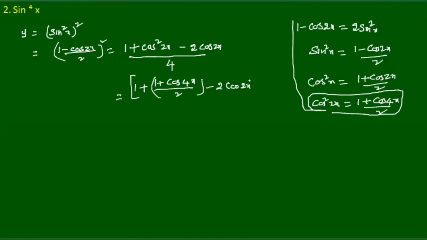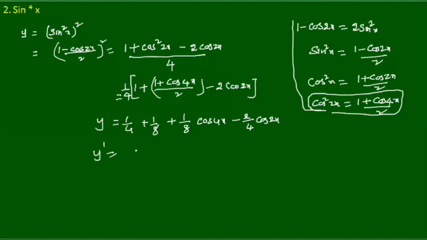So I can write it as 1 by 4 now. Now clear it. 1 by 4 into 1. 1 by 4 into 1 by 2 is 1 by 8 into 1 plus cos 4x. That is 1 by 8 plus 1 by 8 cos 4x minus 2 by 4 into cos 2x. That is the last term. So this is y. So what is y dash now?